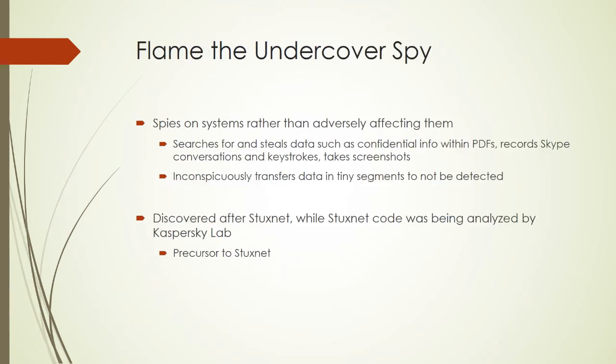First, we're going to discuss Flame, the undercover spy. Now, instead of adversely affecting systems and trying to take systems down, Flame essentially just spies on the systems to try to get confidential info. Specifically, it's trying to get confidential info within PDFs that are specific to an organization, that have confidential information such as competitive advantages. It also records Skype conversations and keystrokes and takes screenshots.